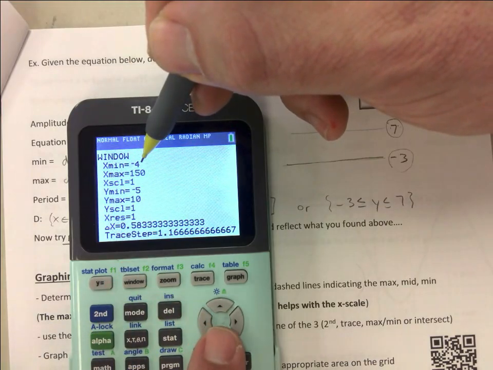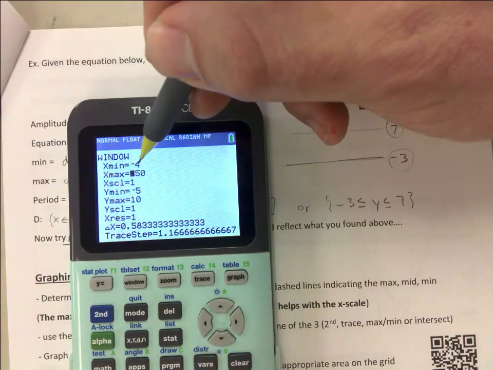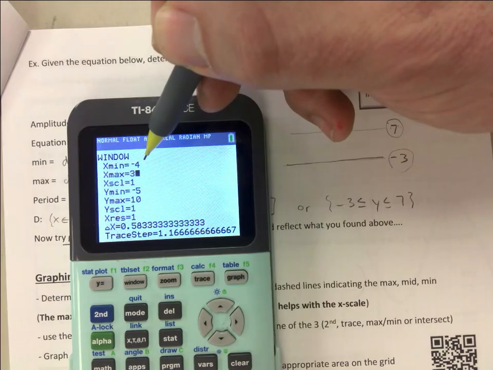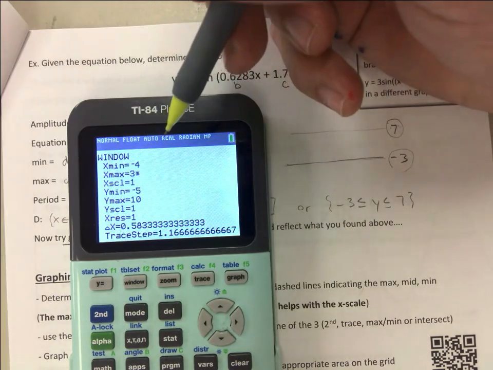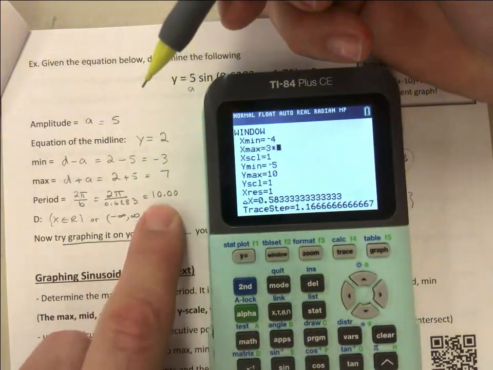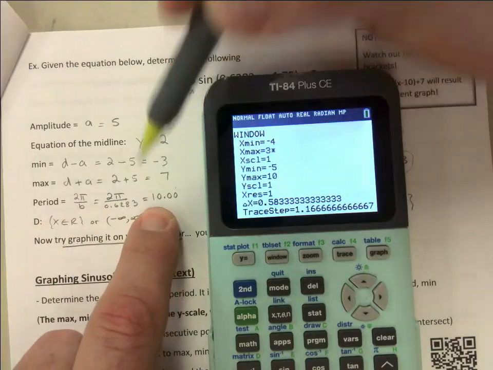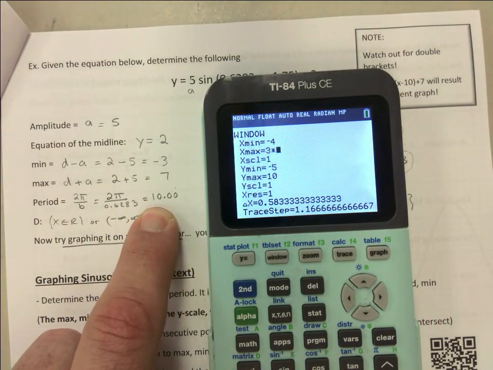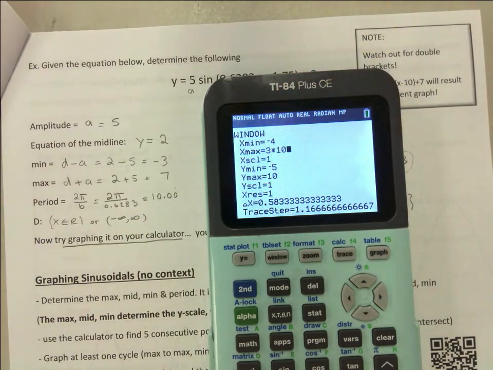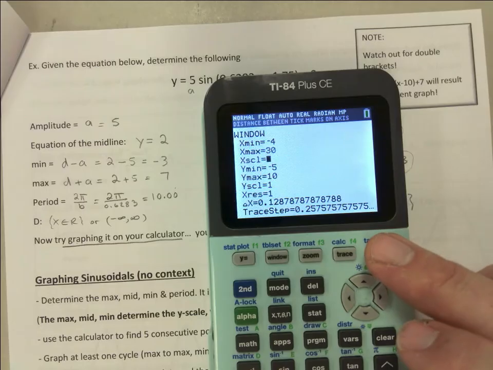X min, I'm going to have -4. I'm going to leave it at that. X max, watch what I do. I want to see 3 cycles, more or less. How much is a cycle? You see that? Period is how much it takes for one full cycle. I'm going to go 3 times whatever the period is. If you go enter, it's going to be 30. You could have just typed in 30, much easier. Now hit graph.